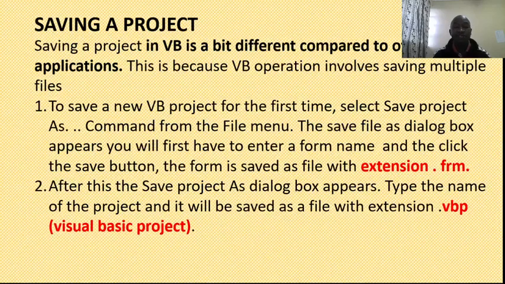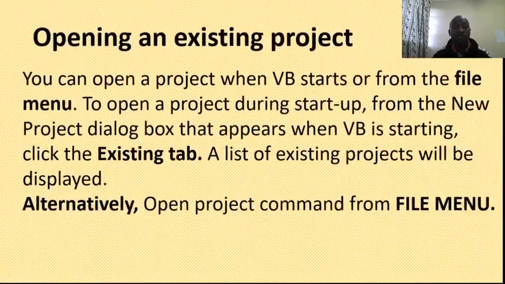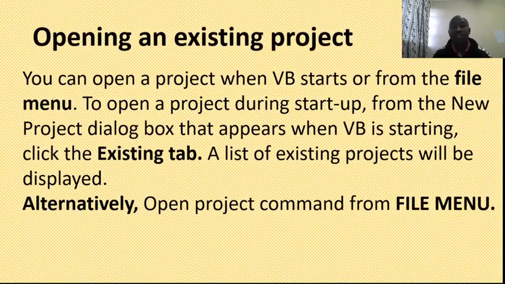The form is saved as a file with the extension .frm. Mark that. After this, the Save Project As dialog box appears. Type the name of the project and it will be saved as a file with the extension .vbp. Therefore, note that is the Visual Basic project. Note the two differences. We have said saving a project in VB goes in 2 steps. Therefore, it is a bit different from other applications which go in 1 step.